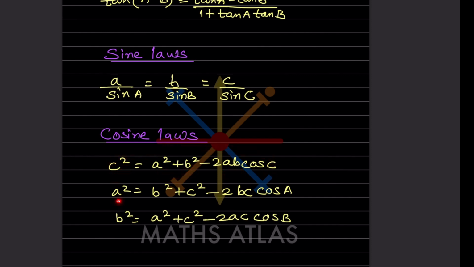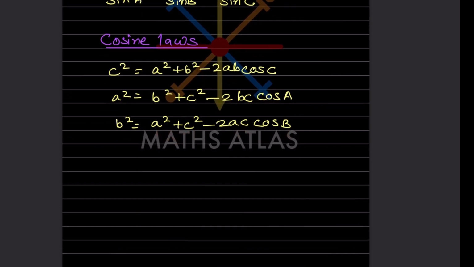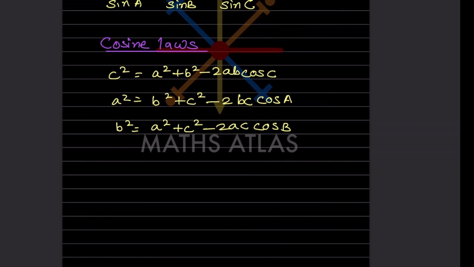A square: what is left is b and c. So bc, and here cos A. Now for b square, what is left is a and c. So that is a square plus c square, then here also minus 2, here a and c, and here cos B. So with this we have completed today's work. The examples we'll discuss in the next video.